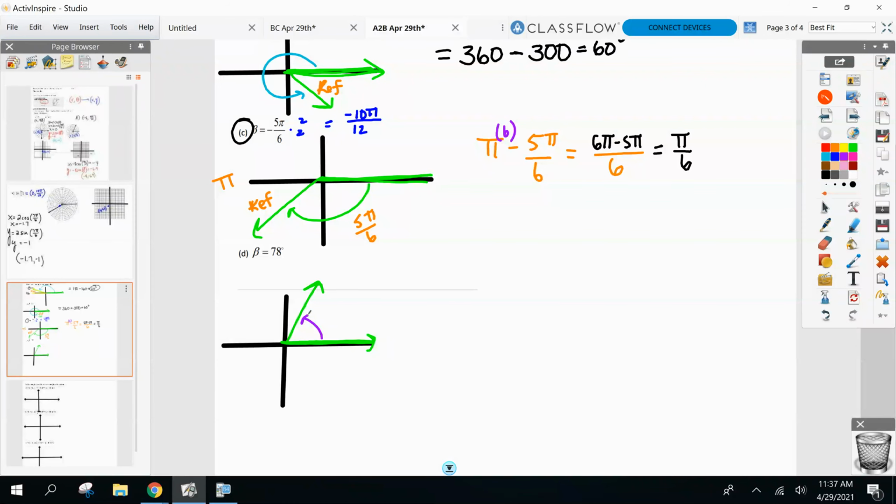It would just be 78, right? Stay 78. Correct. Reference angle has to be less than 90. It has to be on the x-axis and the terminal side. So this is 78.